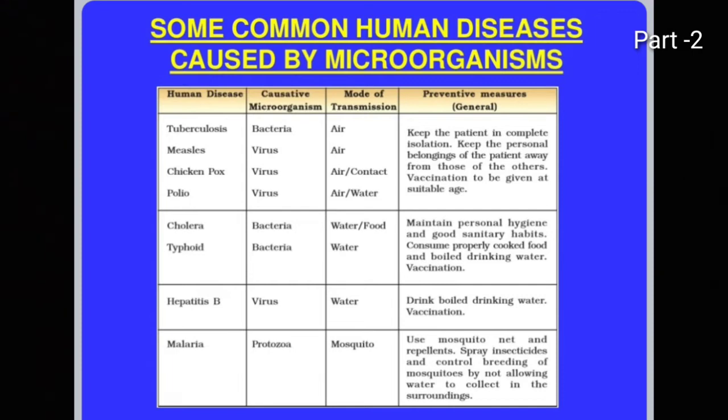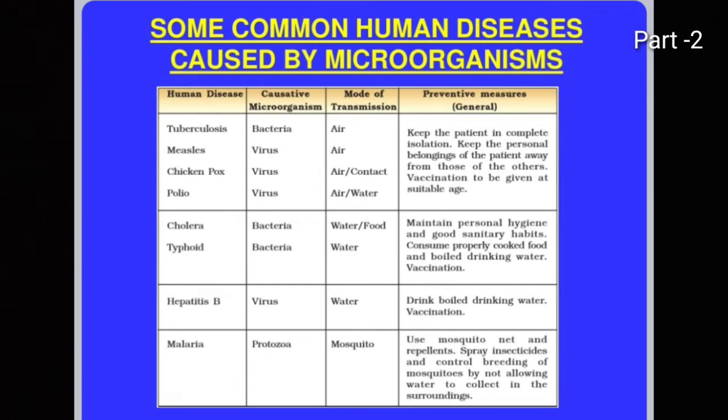Then is typhoid. Typhoid is also a disease which is caused by bacteria, and it is transferred through dirty water, stagnant water. You might have heard that typhoid fever is there. This happens because of this microbe only. Now, what are the preventive measures you should adopt? You have to maintain personal hygiene first, because if your environment is not clean, your surroundings are not clean, then you might get infected, because this microbe acts on a dirty environment only, dirty water, stagnant water.